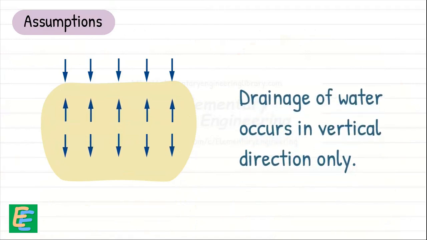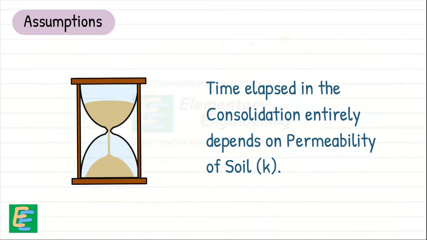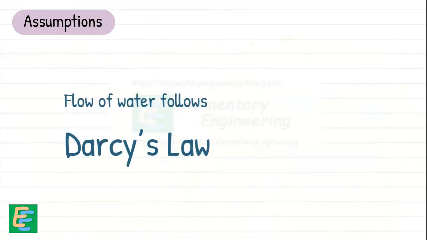Fourth, soil is compressed in the vertical direction only, and with that, drainage of water also occurs only in the vertical direction. Fifth, the time elapsed in the consolidation process entirely depends on the permeability of the soil. This is because there are other factors which also affect the time of consolidation. Sixth, the flow of pore water through the soil follows Darcy's law, which states that flow rate is proportional to the hydraulic gradient and the soil's permeability.